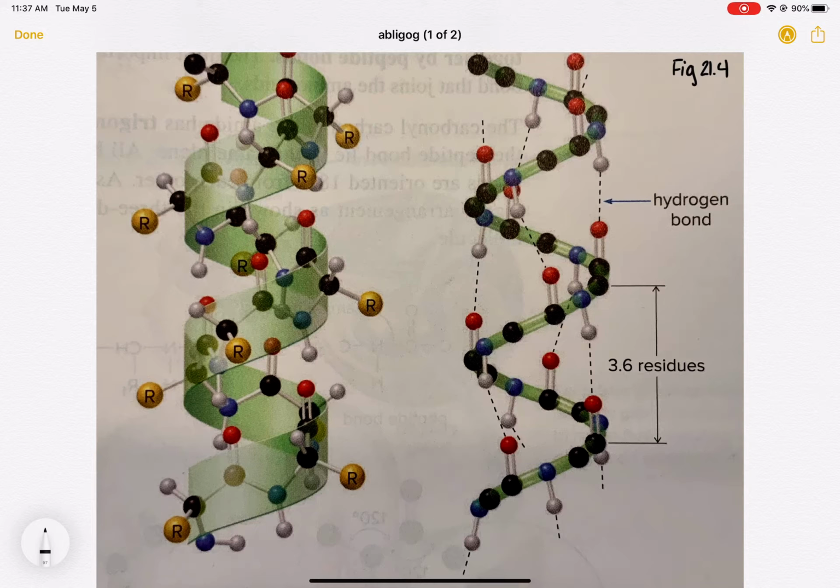So what I want you to do initially is ignore this green ribbon that's going through this diagram, because the green ribbon is trying to help you visualize the concept of the twisted alpha helix. What I want you to do is focus instead on the ball and stick models that are inside this diagram. And I am trying to find the easiest place to start. I think the easiest place to start might be down here at the bottom of the diagram.